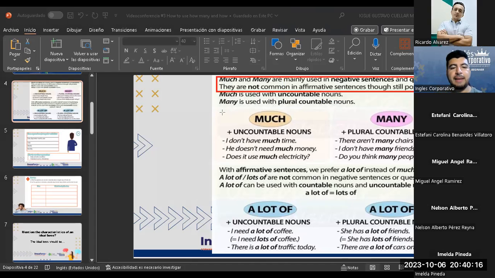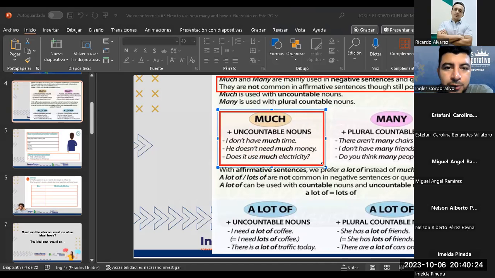Okay. Tenemos acá, much. Y vamos a tener a Nelson. Please, could you help me, Nelson? With much uncountable nouns. Much uncountable nouns. I don't have much time. Yeah.